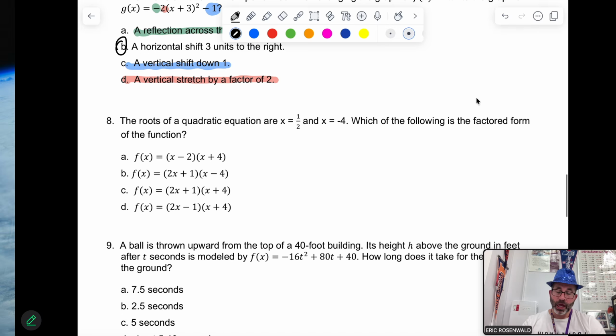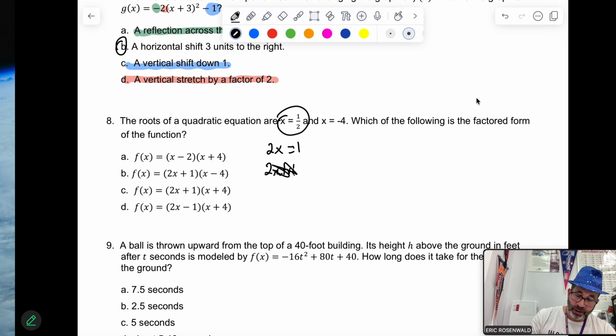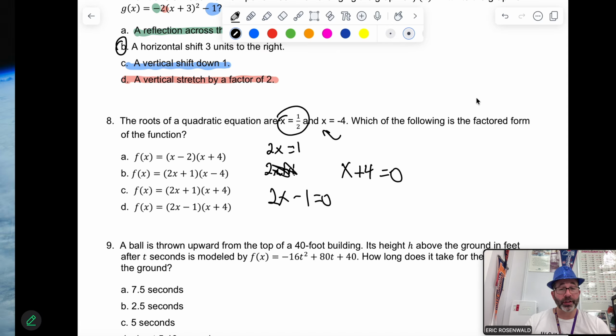Okay. For the roots, if we know that this is x is equal to 1/2, that means if I multiply it by 2, we're going to have 2x is equal to 1. Then we have 2x minus 1 is equal to 0. And if we move this over, we're going to have x plus 4 is equal to 0. So my factors for this are 2x minus 1 and x plus 4, which is D.